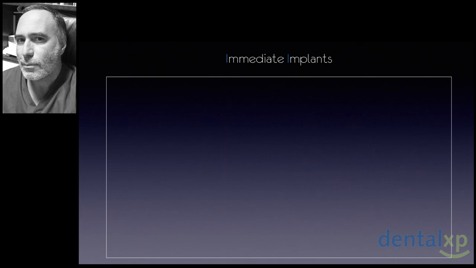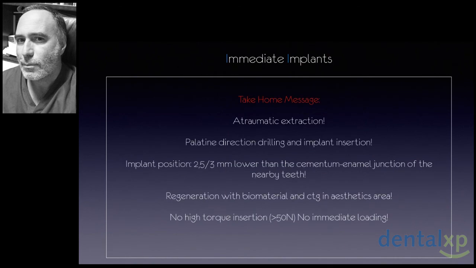And a take-home message: it is important to do an atraumatic extraction, palatine direction drilling and implant insertion, implant position 2 to 3 mm lower than the cementoenamel junction of the neighbor teeth, regeneration with biomaterial and connective tissue graft in the aesthetic area is very important. When we have no high torque insertion, immediate loading is not indicated.